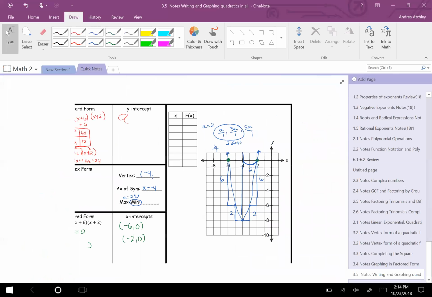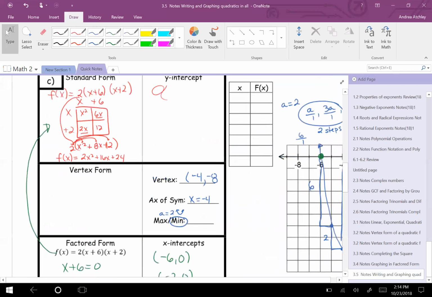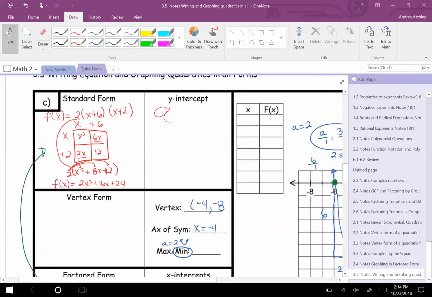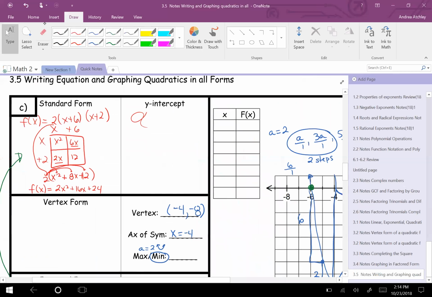Okay, what else do I need? Oh, so my vertex is at -4, -8. I need vertex form and my y-intercepts. Where does it cross the y-axis? No idea, right? I don't see it crossing the y-axis. Okay, so I have to come over here, get the y-intercept.